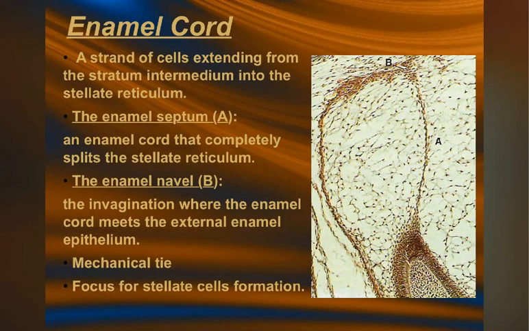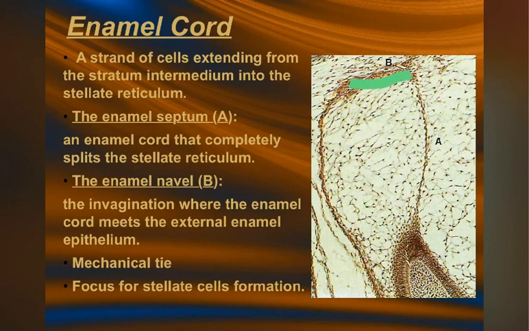Enamel cord is a strand of cells extending from the stratum intermedium into the stellate reticulum. You see here letter A. This is called enamel cord, or more specifically enamel septum, because the enamel septum reaches the outer enamel epithelium. Enamel cord stops before it reaches the outer enamel epithelium. Enamel septum is an enamel cord that completely splits the stellate reticulum.